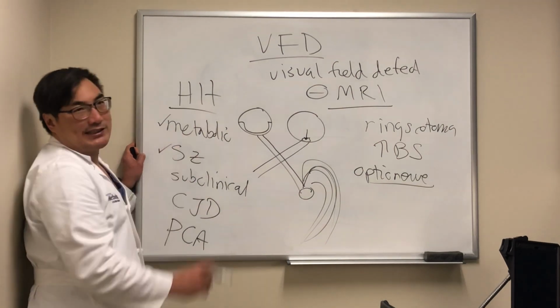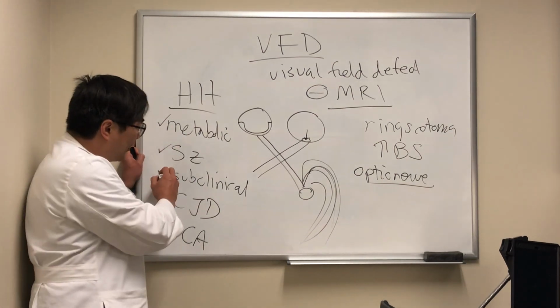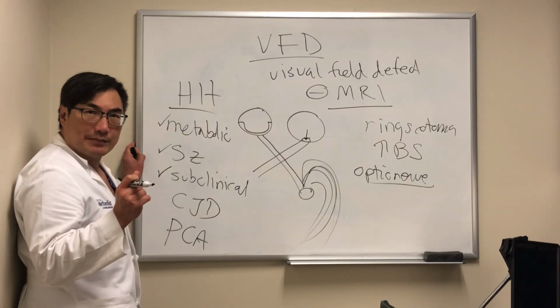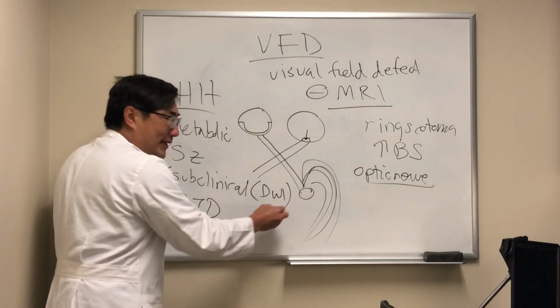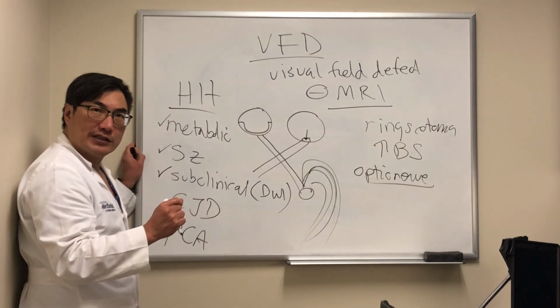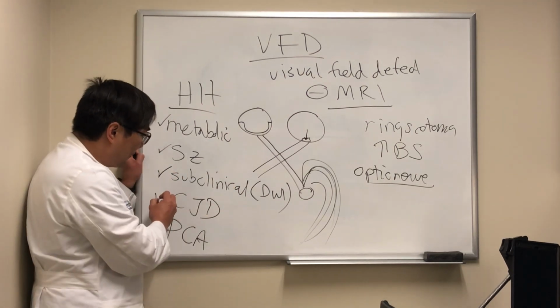So we cannot see the metabolism, for example, in non-ketotic hyperosmolar hyperglycemia. We cannot see seizure; that needs an EEG. We cannot see subclinical ischemia sometimes, or the scan is done too early. For that, we need to have DWI, the special sequence looking for the restricted diffusion from cytotoxic edema.